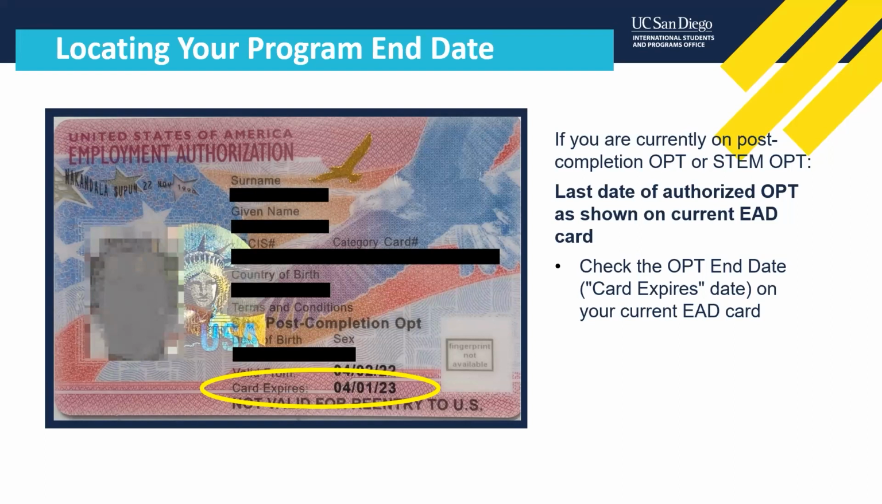And as in the previous case, you'll need to make sure that that last date of authorized OPT is within 5 months of your program start here at UC San Diego. That last date of authorized OPT is what will determine the start of your 60-day grace period. Again, the time frame within which you must transfer your SEVIS record, pardon me.